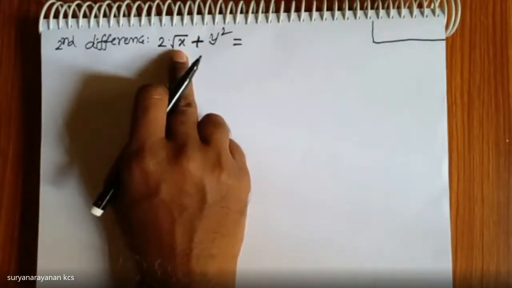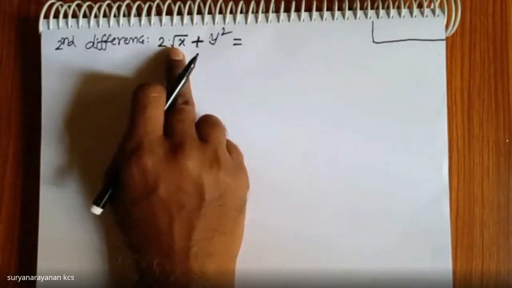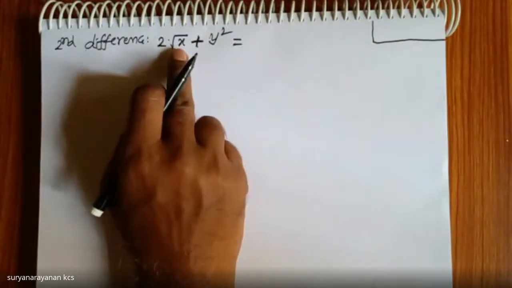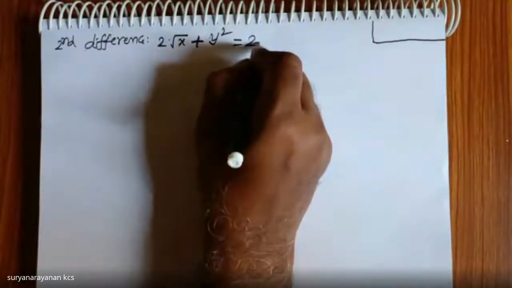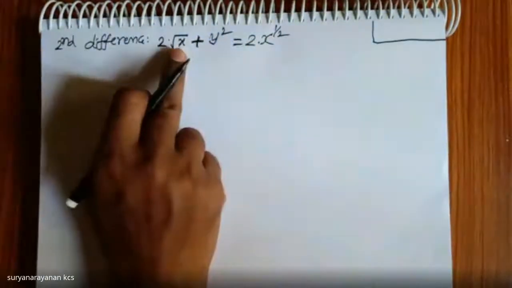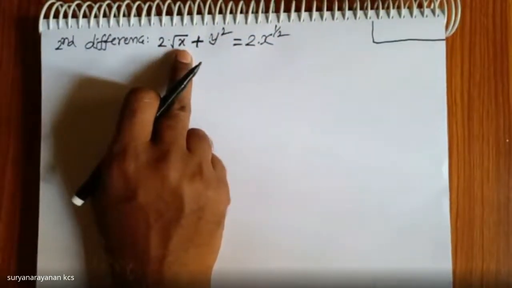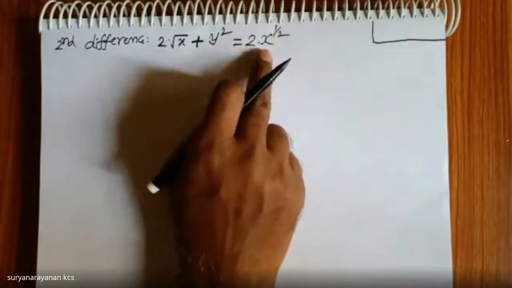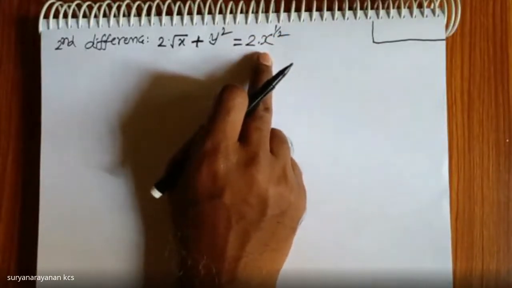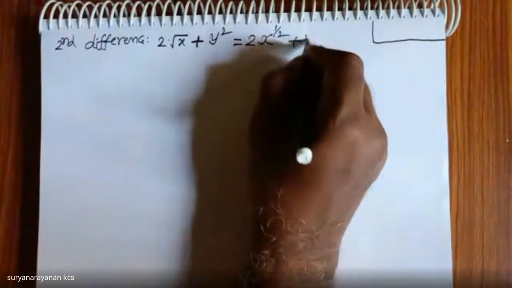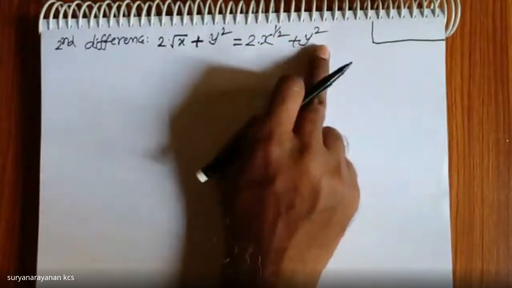We write the term in the exponential form. How do you write this root x in the exponential form? Sir, 2x 1 by 2. No, root x. Previously also I told you, root x is written as x power 1 by 2 in the exponential form. Sir, that only I also said, sir. I missed out the power. Plus y square. 2x power 1 by 2 plus y square.